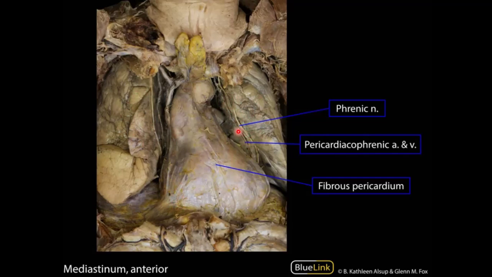Accompanying the phrenic nerve are the pericardiacophrenic vessels. Those vessels come from the internal mammary or the internal thoracic artery, which came from the first part of the subclavian artery. Those vessels supply the fibrous pericardium. The other vessels which supply the fibrous pericardium are the esophageal branches which come from the descending thoracic aorta, and also the bronchial arteries, which have a different origin on the right versus on the left. So that's the fibrous pericardium.